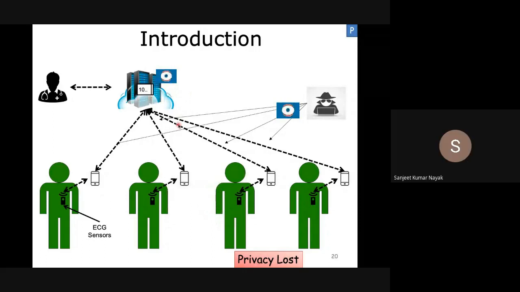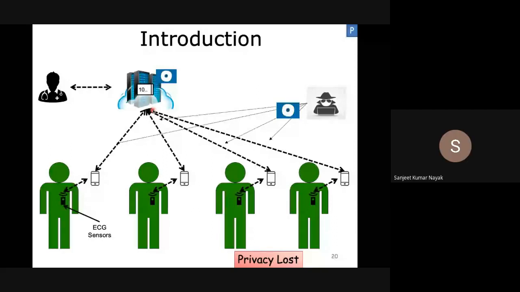Suppose an attacker knows that somebody's health condition is not good, then they can do some physical attack. They can go and steal some gold, or they can steal money from their house. Like that, they can utilize this information. So therefore it is very difficult in such a scenario.